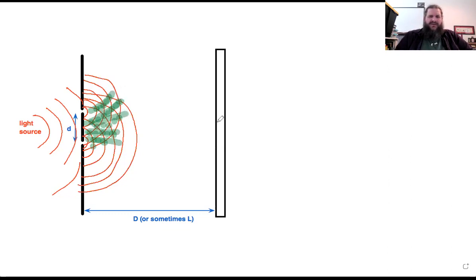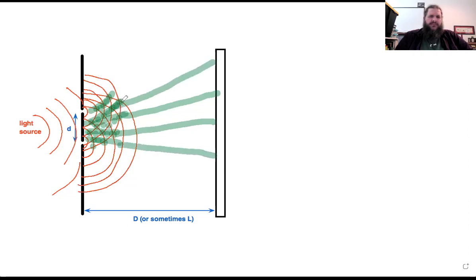When those actually hit the wall, because you can't see light that's just passing through empty space. You can only see light that has bounced off of something to get to your eyes. So when this hits the wall, what we're actually going to observe is this alternating pattern of bright, dark, bright, dark, bright, dark, and so on. So the actual result of this is this pattern of bright and dark. Any questions on that so far?